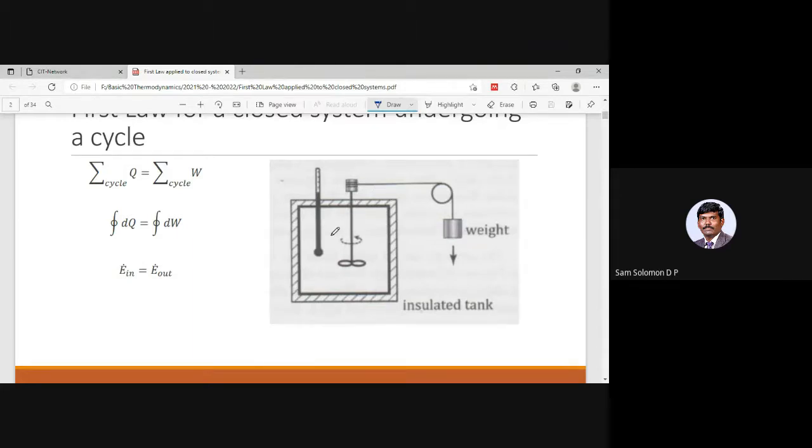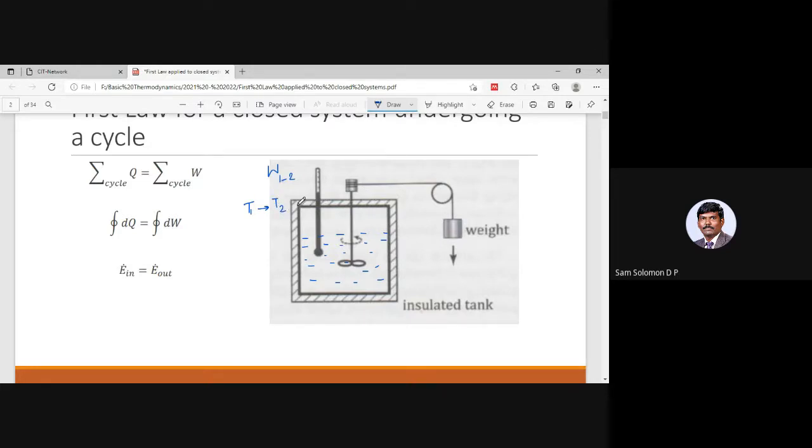Some amount of work was done on this particular fluid, and when this work input was given, they found a rise in temperature in this thermometer. So the work done took the system from state point 1 to state point 2. Initial temperature was T1. After some work is done, the temperature rose to T2.